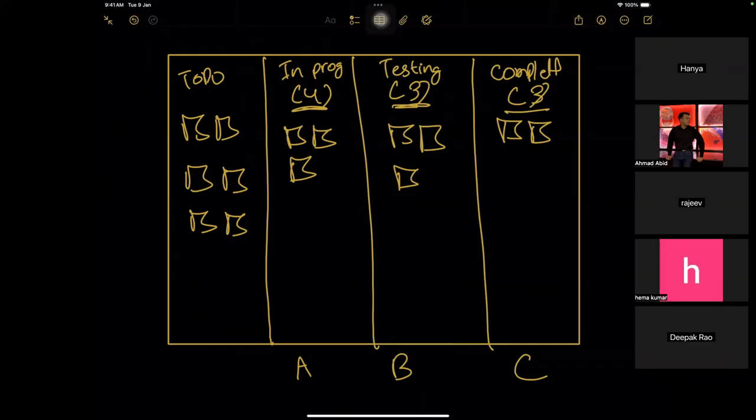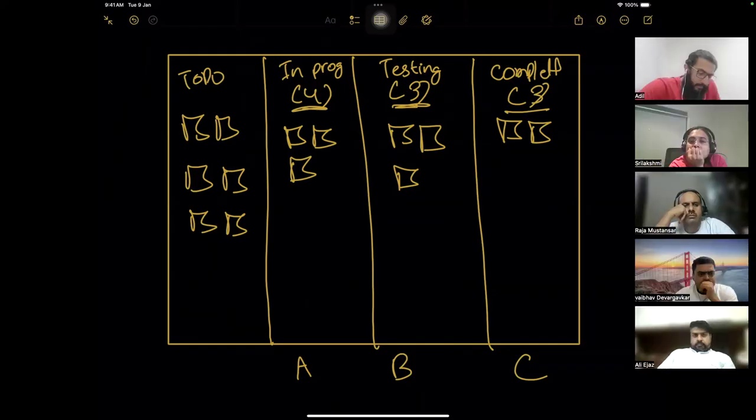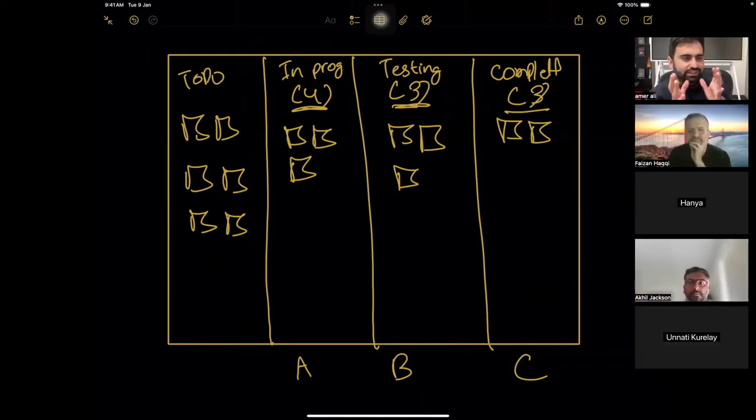I think it's A in progress. Same reason. We can have four, we can have three, but it's three in progress. Okay. Everyone who is saying A, you don't understand the meaning of bottleneck.